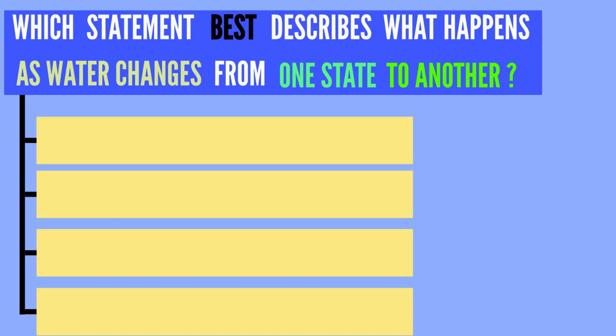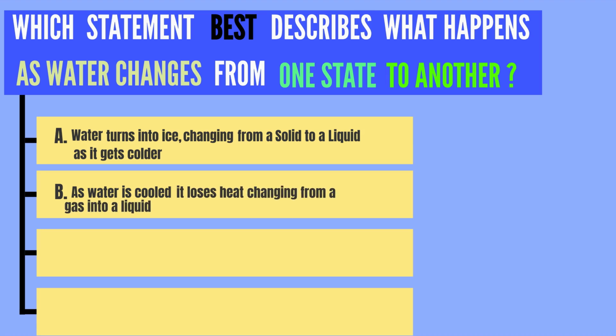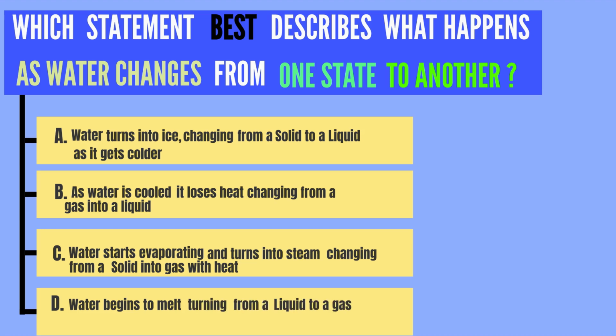Here are your choices. A. Water turns into ice, changing from a solid to a liquid as it gets colder. B. As water's cooled, it loses heat, changing from a gas into a liquid. C. Water starts evaporating and turns into steam, changing from a solid to a gas with heat. D. Water begins to melt, turning from a liquid into a gas as it's heated up.